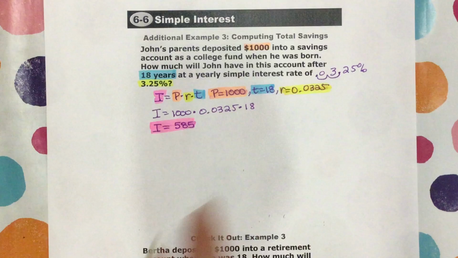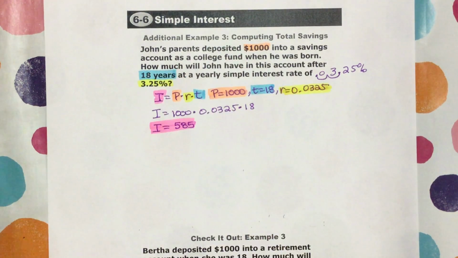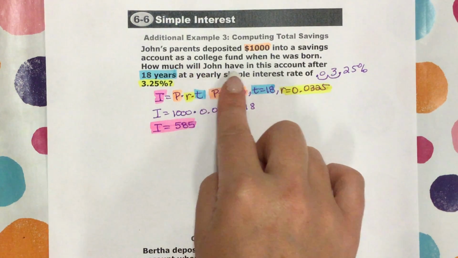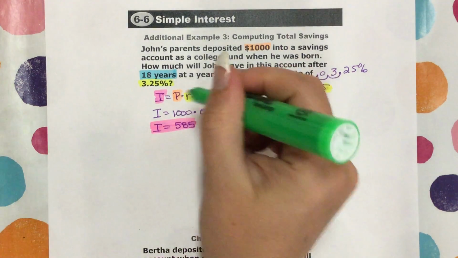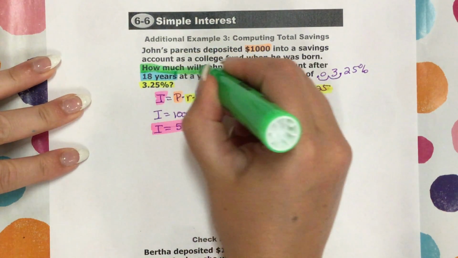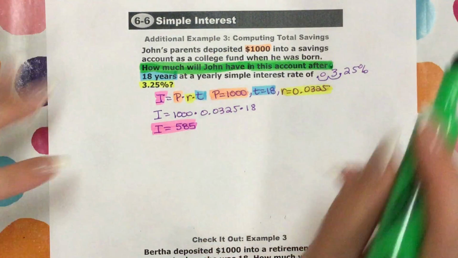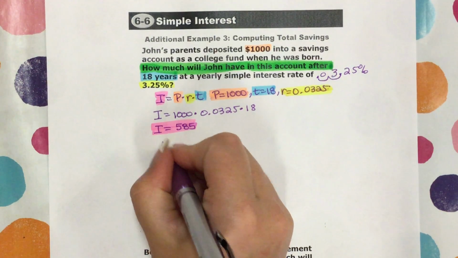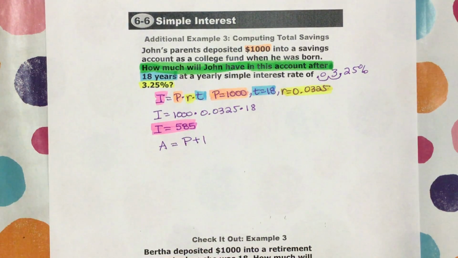So I'm going to read this question one more time to figure out what the question is asking. John's parents deposited $1,000 into a savings account as a college fund when he was born. How much will John have in his account after 18 years? So it is asking how much will John have in the account after 18 years. So that is asking us for the amount. And remember, the amount is found by taking the principal and adding it to the interest.